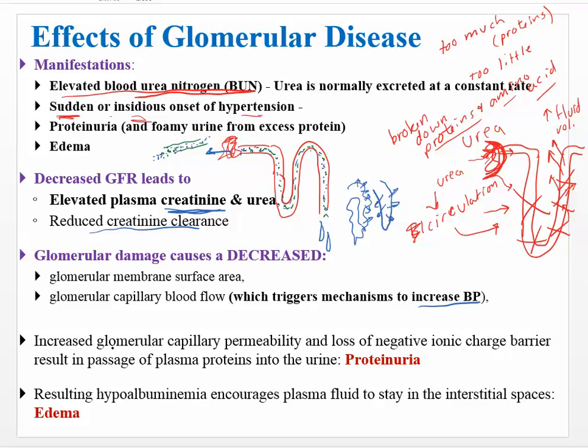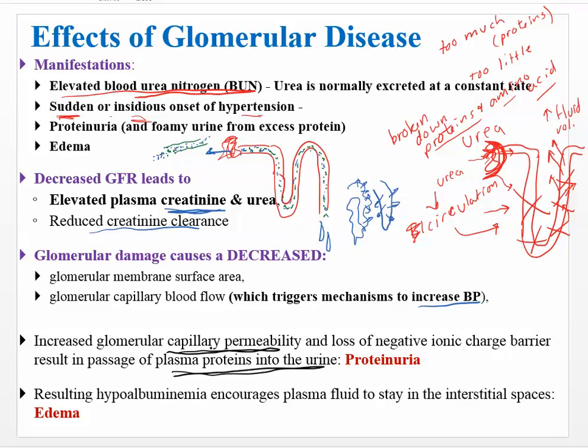So increased glomerular capillary permeability. We may have increased capillary permeability, or we may have decreased capillary permeability. And loss of negative ionic charge barrier results in passage of plasma proteins into the urine.